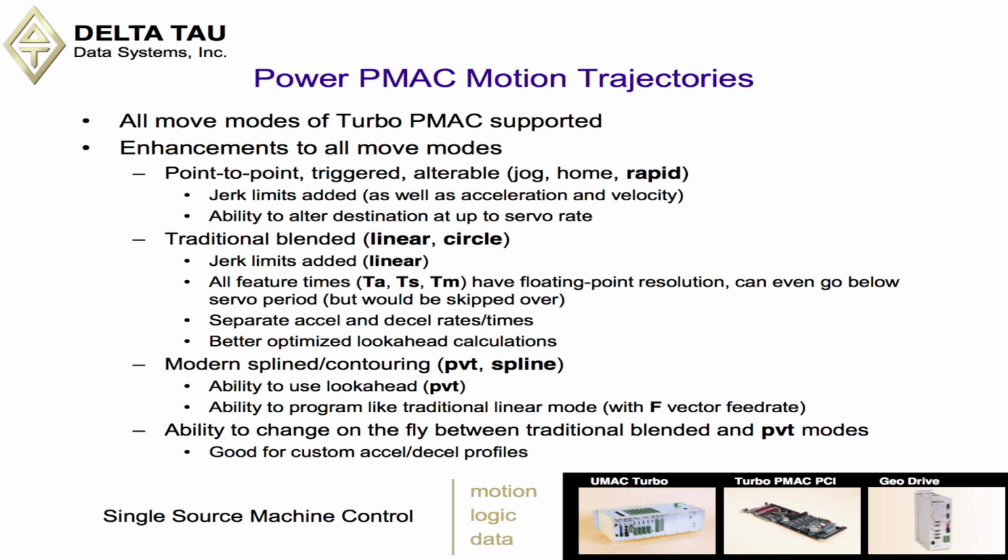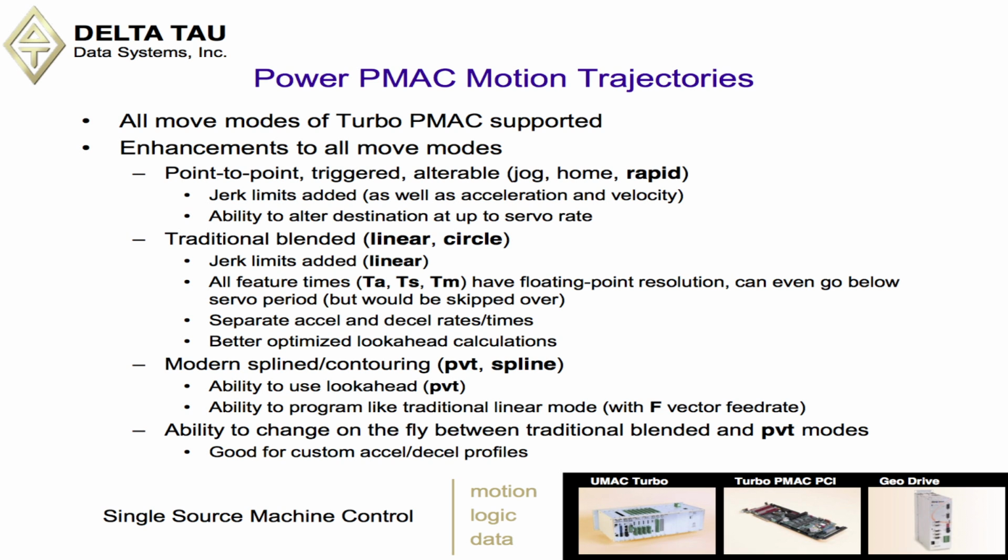We can also alter the destination in the middle of a move based on either a new command or a trigger input that we've done, like the home trigger for a homing search move. We've added jerk. Jerk is the derivative of acceleration, so the third derivative of position, added, and the ability to alter destination at up to the servo rate. We've done perfect circles by commanding the tangent every servo cycle, just to test it.